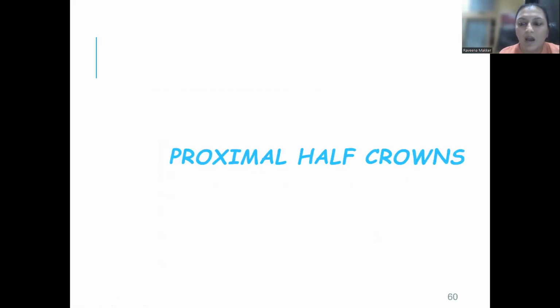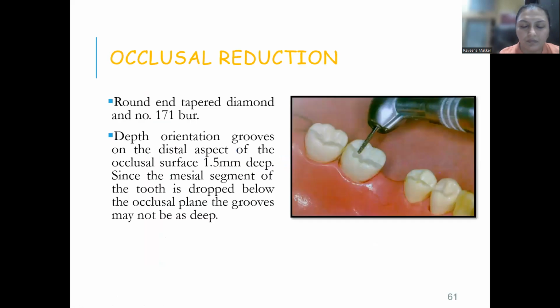Then is the proximal half crowns. Now, first of all, again, the first step is the occlusal reduction, which is done with round end tapered diamond and number 170 burr. Depth orientation grooves are placed on the distal aspect of the occlusal surface, 1.5 mm deep.